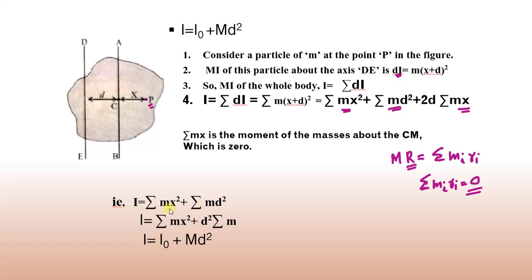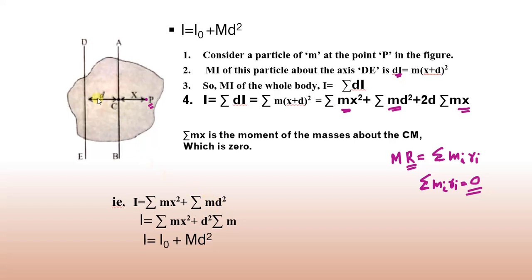What is sigma m into x squared? m is the mass of this particle, and x is the perpendicular distance from this axis AB through the center of mass. Sigma mx squared gives the moment of inertia of the body about an axis passing through the center of mass. So, sigma mx squared simply gives I0.